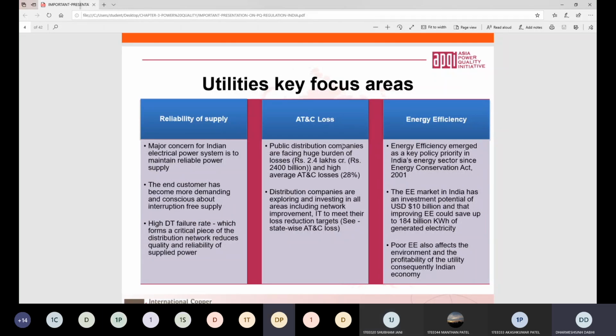Yes, okay sir. So what is AT&C losses? That is nothing but aggregate technical and commercial losses. Those losses happen in transmission lines as well as in distribution lines. So different utilities show their AT&C losses yearly. In India, Indian utilities are facing the burden related to these AT&C losses. You see in this figure, because of these AT&C losses, the burden on the utilities is 2.4 lakh, sorry, 2.4 lakh crore rupees. A very huge loss happens because of technical and commercial losses.